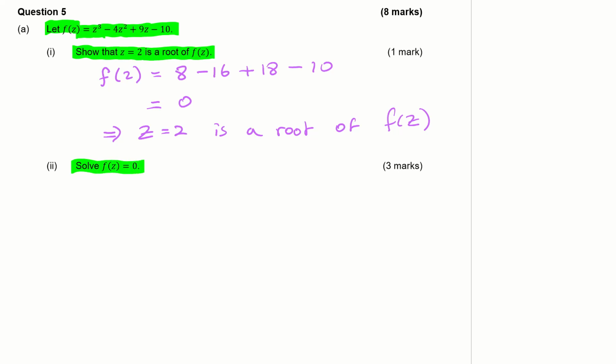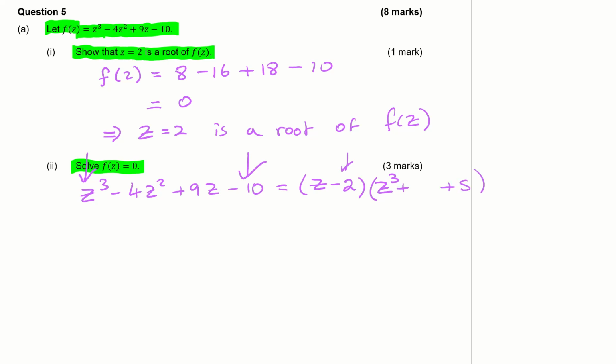We now want to solve f of z is 0. So what we want to do is factorize. So z cubed minus 4z squared plus 9z take away 10 is going to be z take away 2, and then we would have a quadratic factor. Because that's a single z cubed there, we must have a z squared. Because of the negative 10 here and the negative 2 here, we must have a plus 5. We might not be sure what the middle term is just yet.